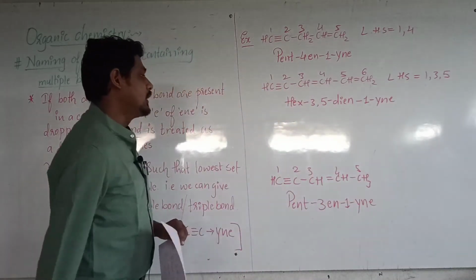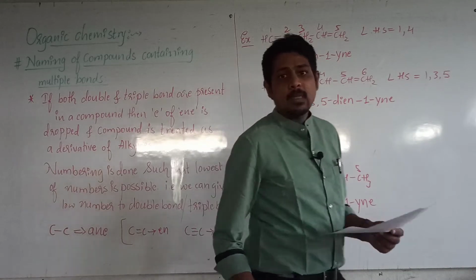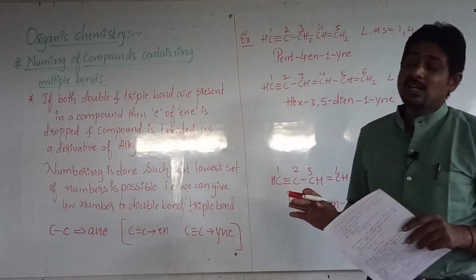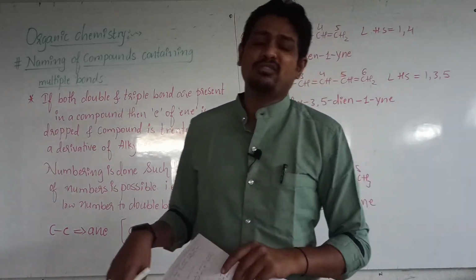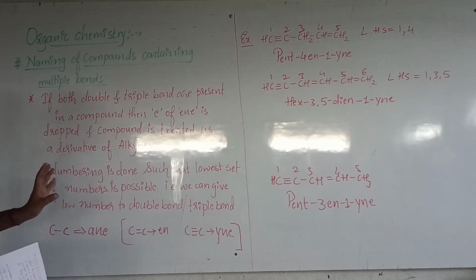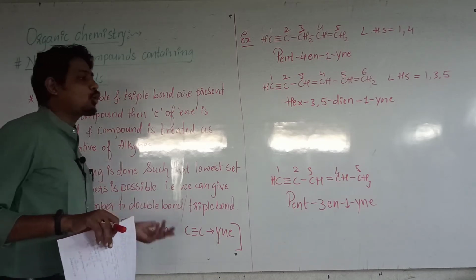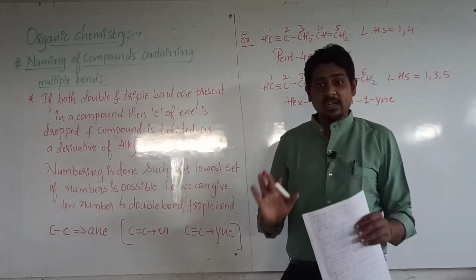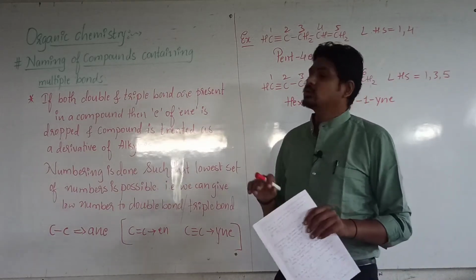So this is how we name the compounds containing both a double bond and a triple bond. Now we have finished the part on naming compounds containing a double bond and a triple bond. Now we will move on to the important part, that is naming the compounds containing a single functional group.